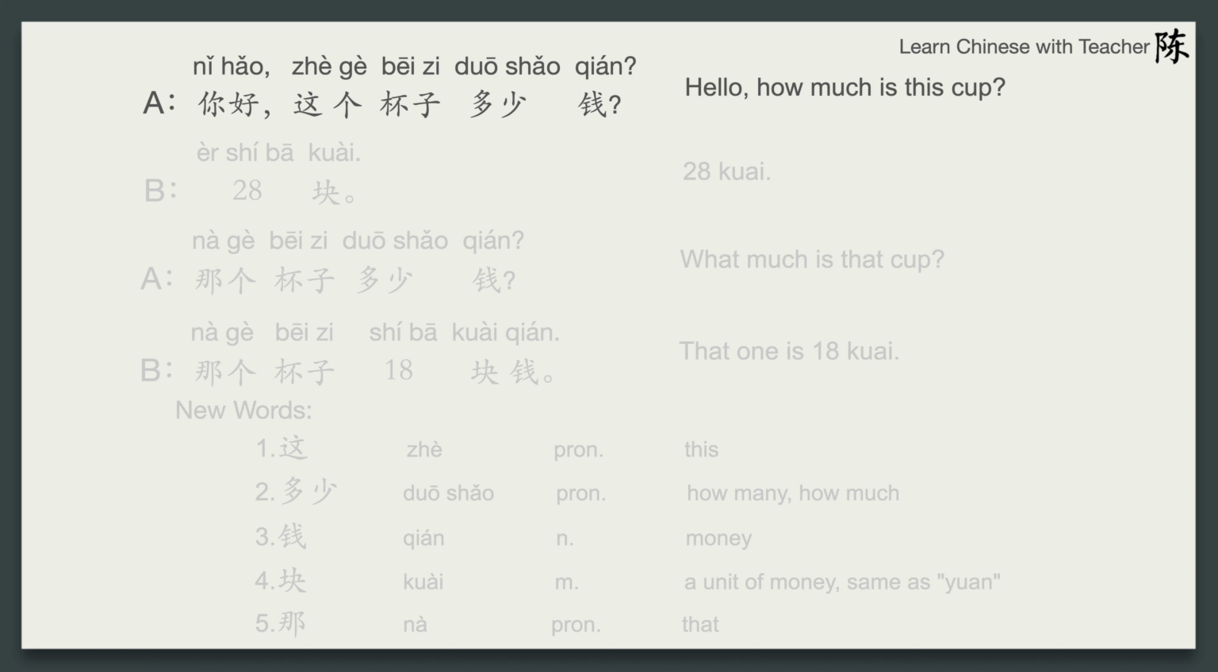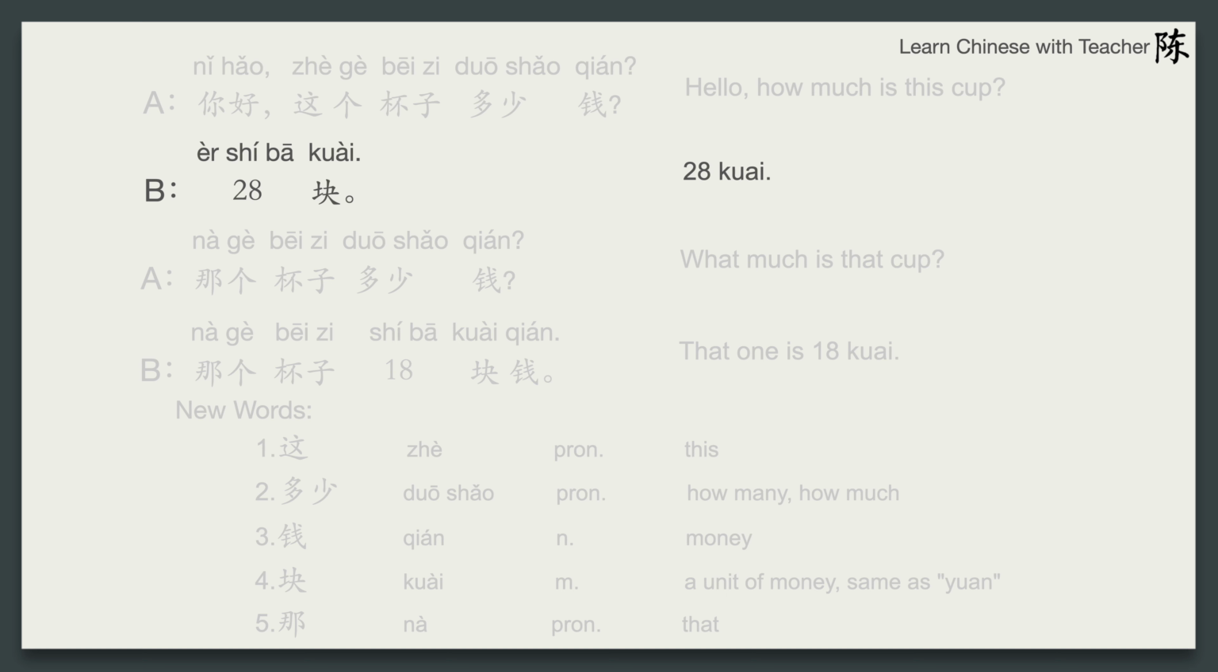第三个对话，你好，这个杯子多少钱？28块。那个杯子多少钱？那个杯子18块钱。这 is a pronoun, means this. 多少 is also a pronoun, means how many or how much. 钱 is a noun, means money. 块 is a measure word. It's a unit of money, the same as yuan. 那 is a pronoun, means that.